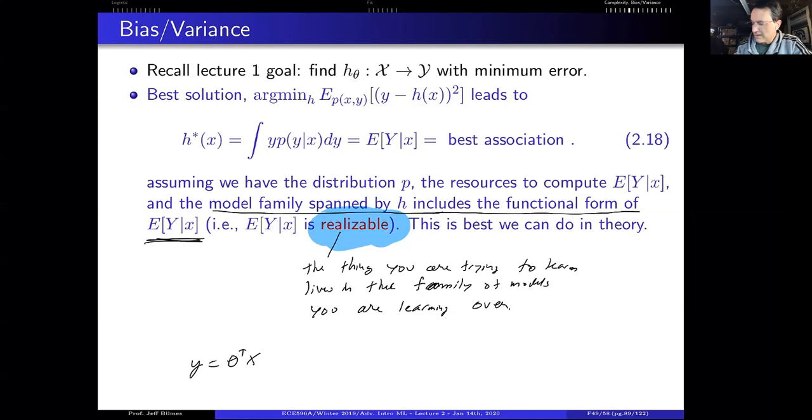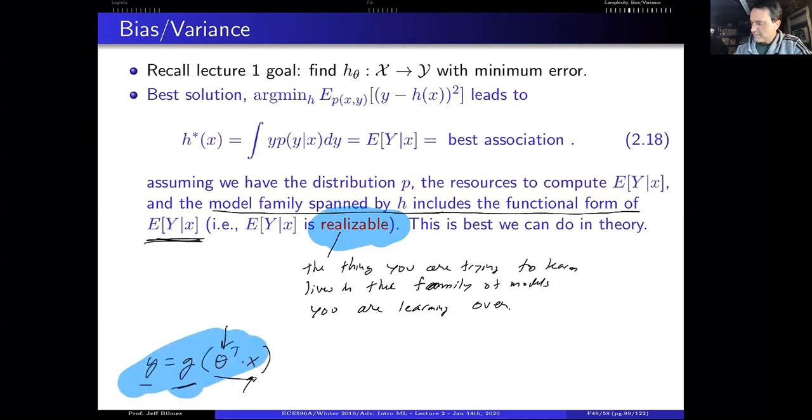Another example would be what we've already seen, logistic regression, where y is equal to g of theta transpose times x, where g is the logistic function. And if truth is such that basically every y is truly computed by taking an x, taking a linear transformation and applying the logistic function, and if all you're trying to do is find theta, then that's realizable.